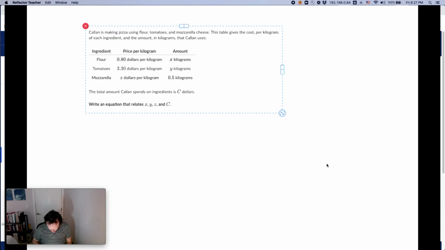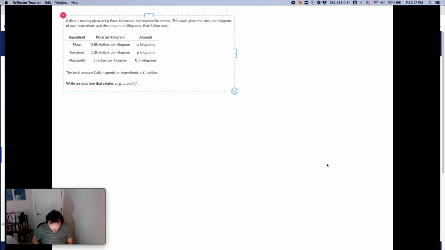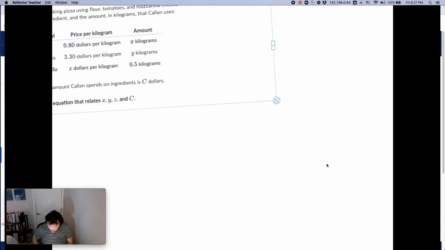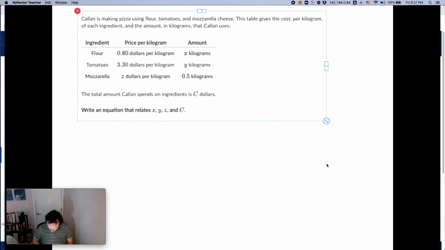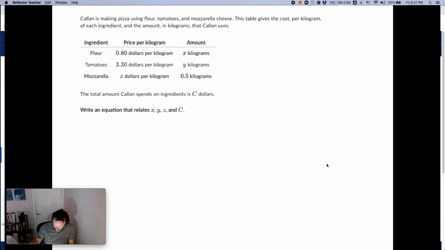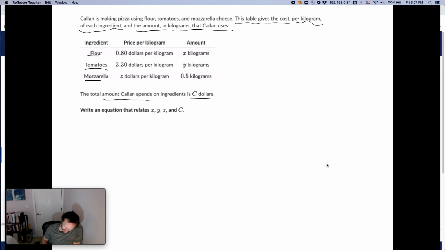Callan is making pizza using flour, tomatoes, and mozzarella cheese. The table gives the cost per kilogram of each ingredient and the amount in kilograms that Callan uses. Okay, so flour, tomatoes, mozzarella. Total amount Callan spends is C. Write an equation that relates X, Y, and Z.